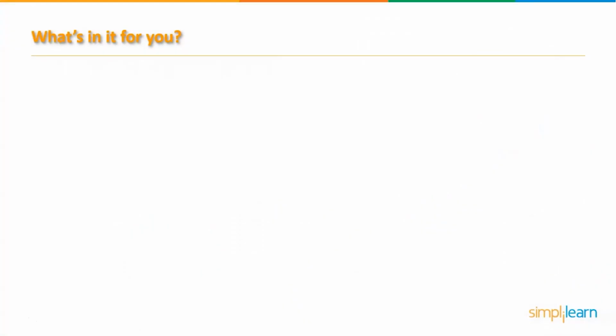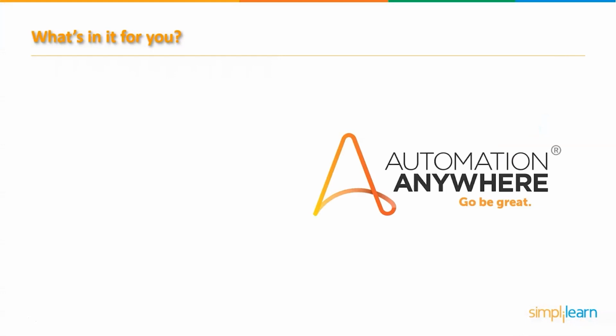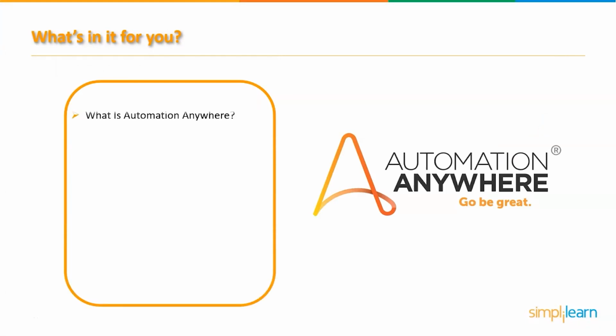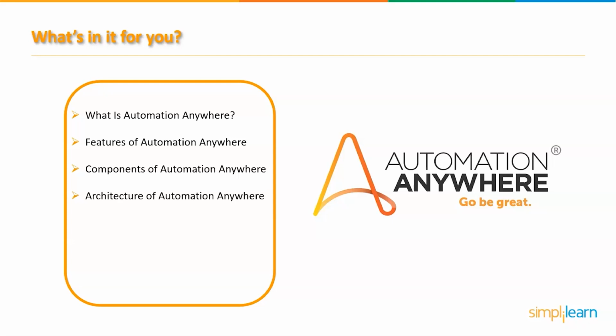Let's look at today's agenda. We shall begin with understanding what is Automation Anywhere. Then we will look at the key features of Automation Anywhere. Proceeding further, we will see the different components of Automation Anywhere, followed by which we will understand the architecture of Automation Anywhere. Further, we will see the different types of bots and look at the key benefits of Automation Anywhere. Finally, we will look at hands-on demonstration.